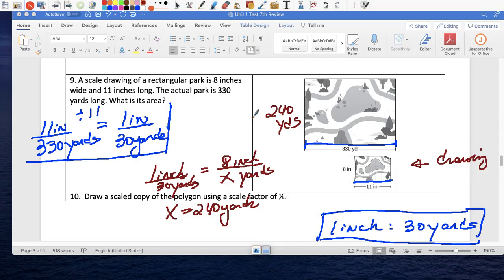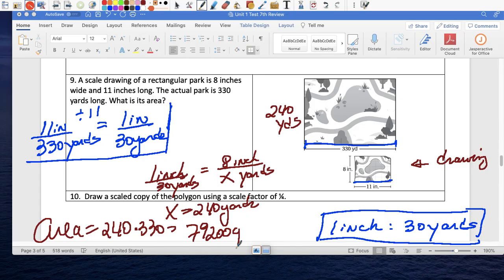And I'll go back in a second and take back what I just said. But if you do it this way, now you have the 2 dimensions, and you can say the area. Right? And how do we find the area? Multiply 240 times 330. The area of that place there is 79,200 yards squared. That's our final answer.